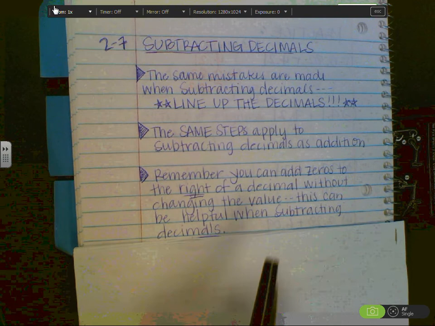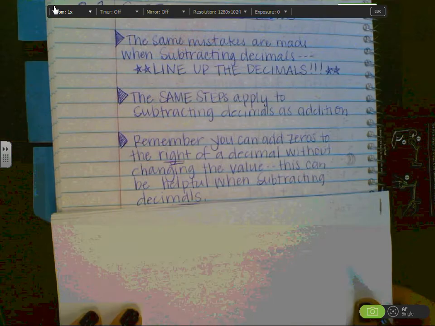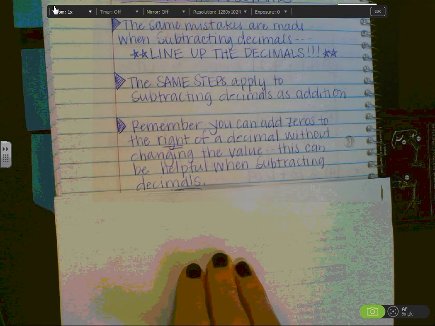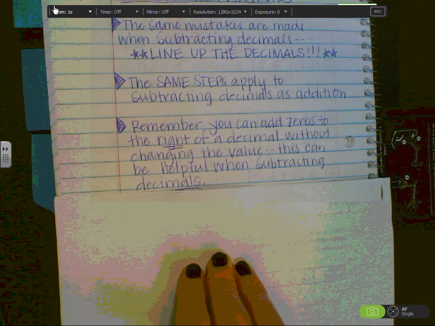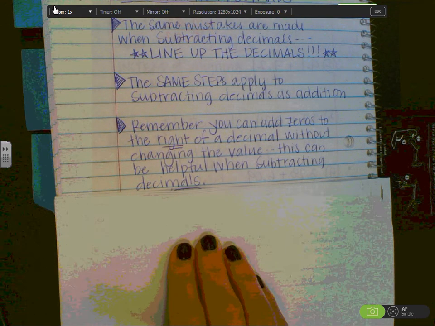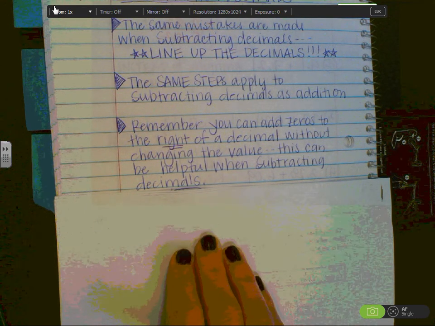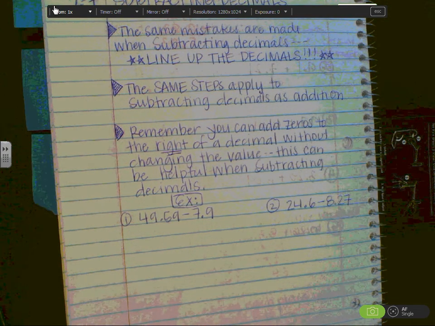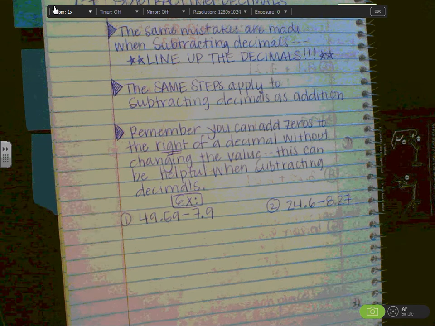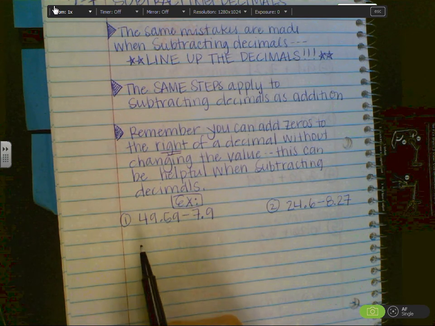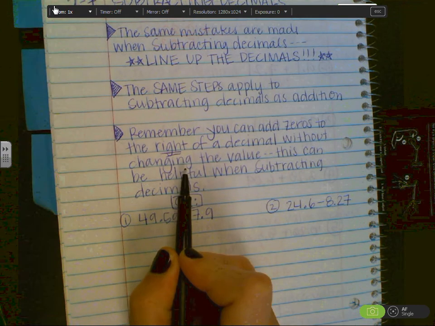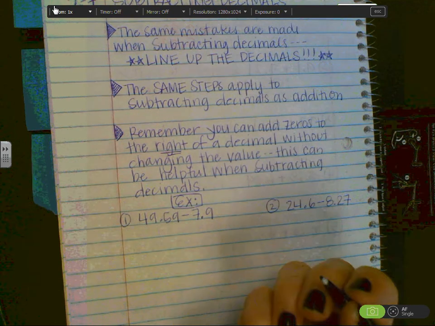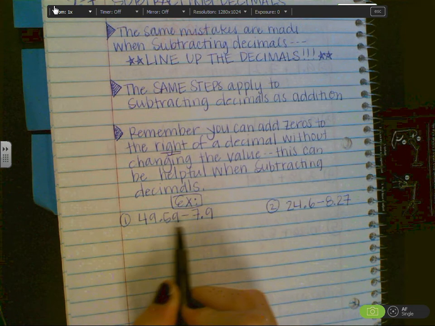Oh, actually, this is another important piece of information. You can add zeros to the right of a decimal without changing the value. This can be helpful when you are subtracting decimals. Okay? So, here are two examples we are going to practice. And in both of these examples, we're going to use the strategy of adding a zero to make subtracting a little easier.